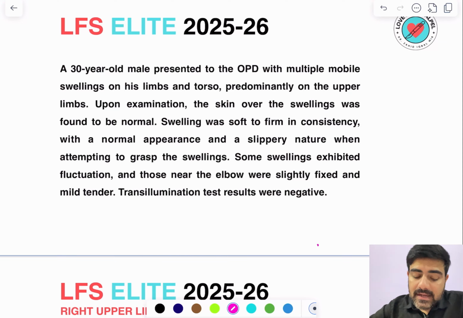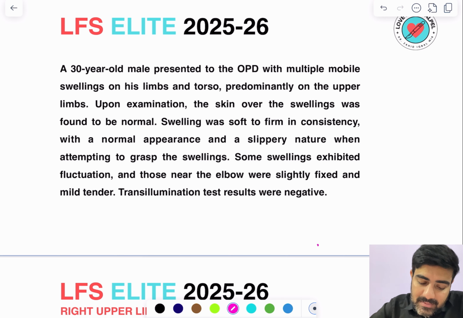So we have a case today. He is a 30-year-old male who presented to OPD with multiple mobile swellings on his limbs and torso, predominantly on the upper limb. Upon examination, the skin over the swelling was found to be normal. The swelling was soft to firm in consistency with a normal appearance and a slippery nature when attempting to grasp the swelling. Some swellings exhibited fluctuation and those near the elbow were slightly fixed and mildly tender. Transillumination test results were negative.